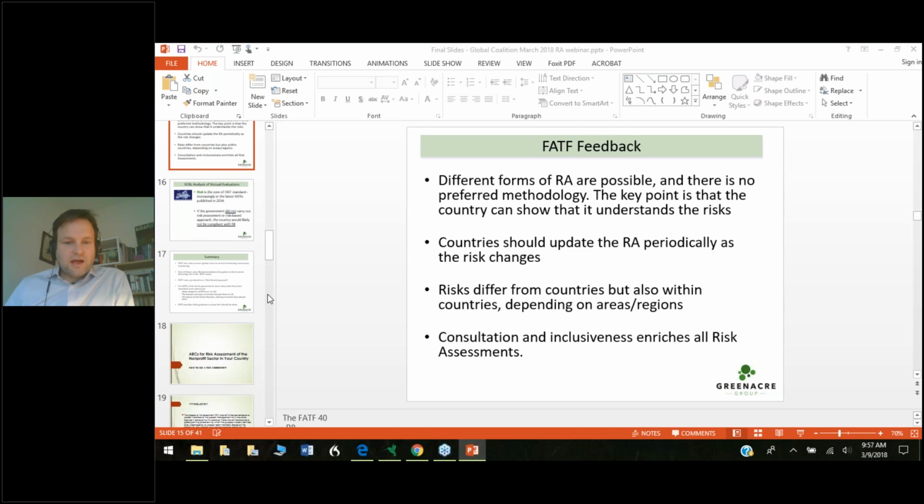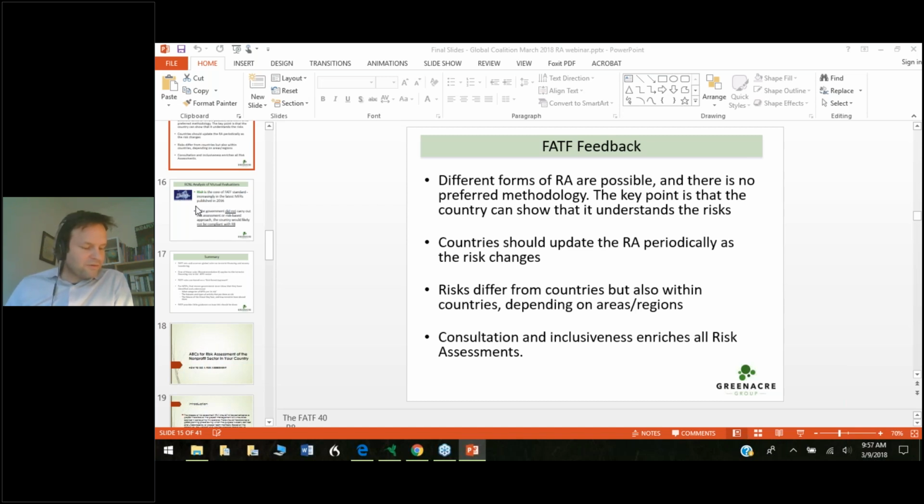Third, they recognize that risks within countries can be different from one region to another. And fourthly, and perhaps most importantly, they emphasize the need for consultation and inclusiveness, by which they mean with the civil society sector in any risk assessment in order to get a good result.